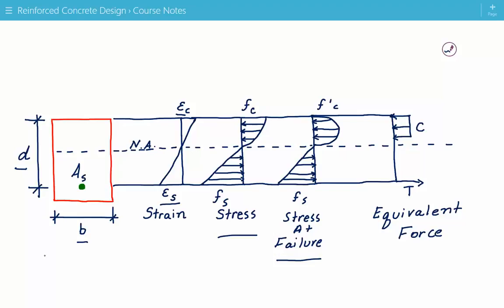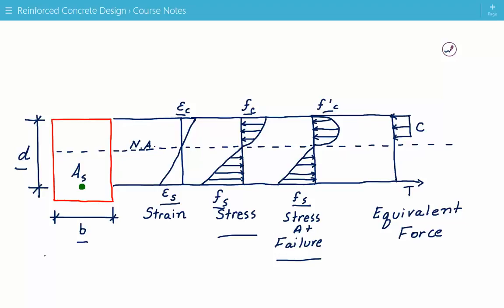F sub C is a maximum compressive stress on the concrete, and F sub S is a tensile stress on the reinforcement. Here's F sub S.